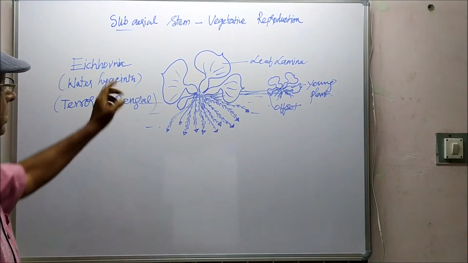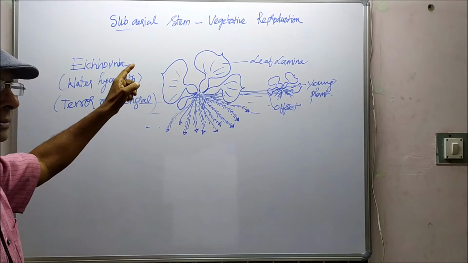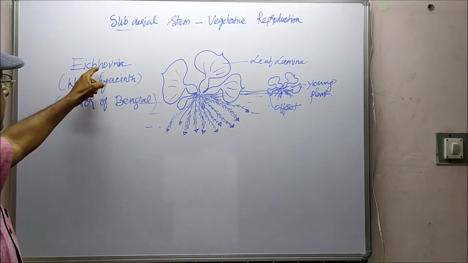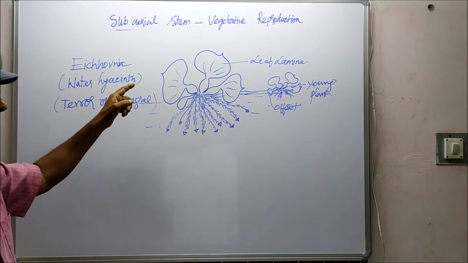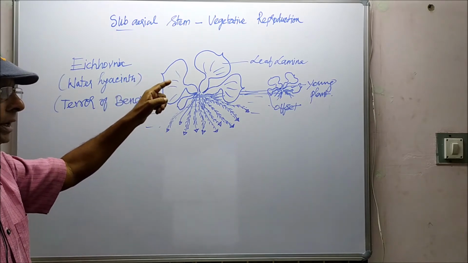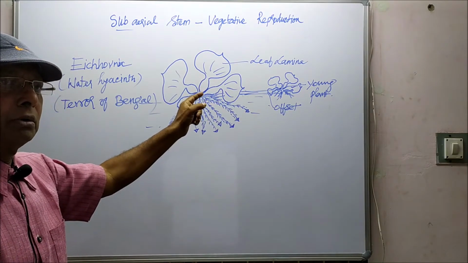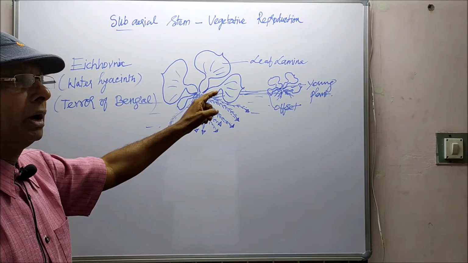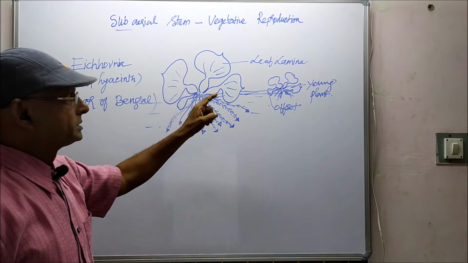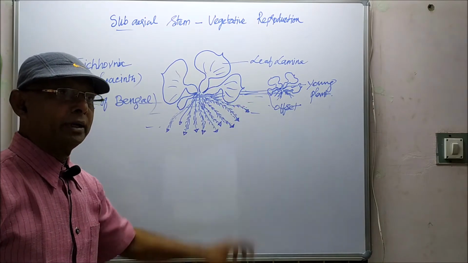Like that of Pistia, Eichhornia is also an aquatic plant growing in the water. Eichhornia is commonly called water hyacinth. It produces offset. The Eichhornia plant also produces a subaerial stem. The name of the subaerial stem is offset. It is just like that of the runner.